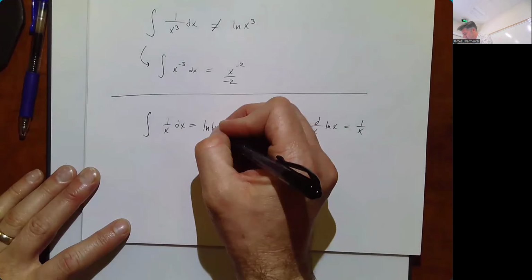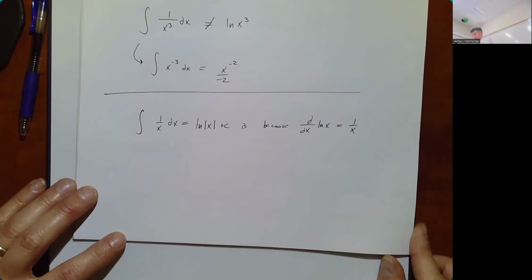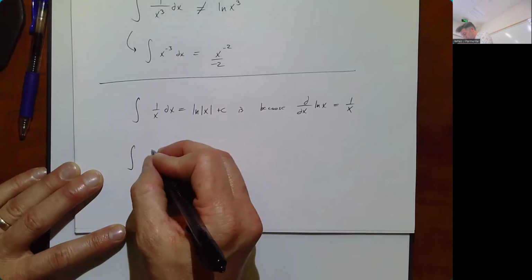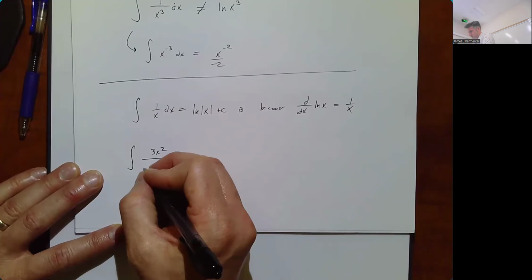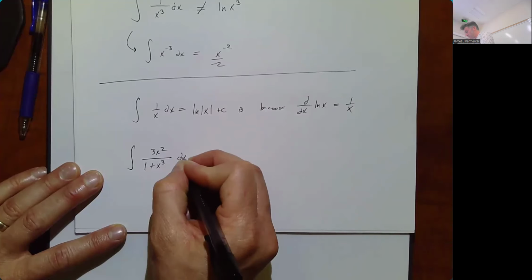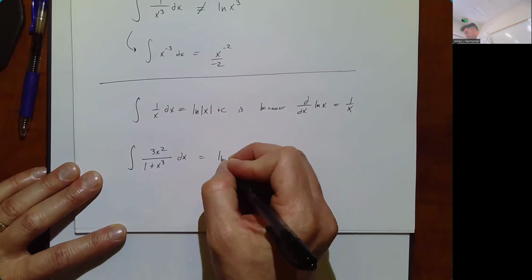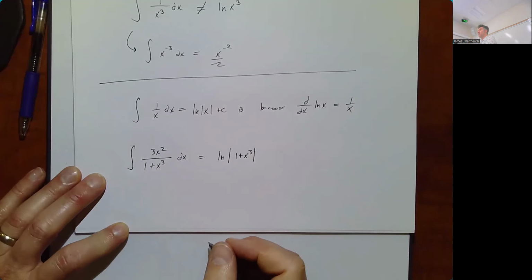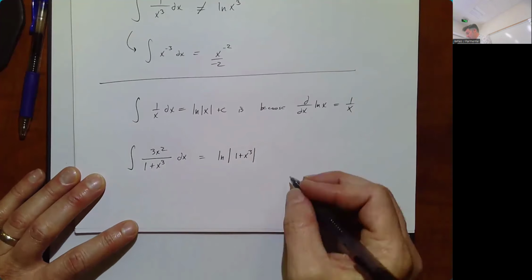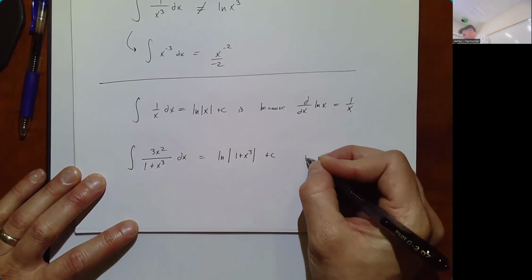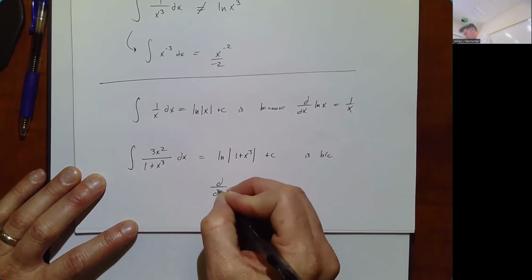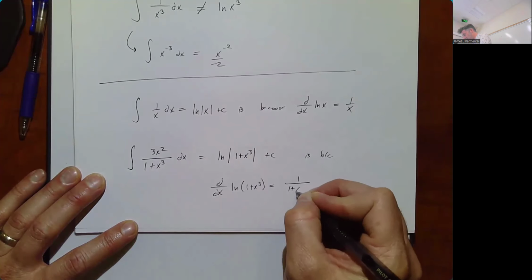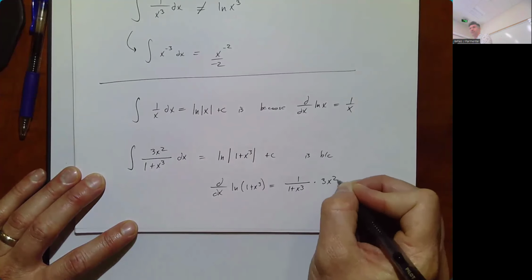And technically we need an absolute value here, plus c. But more generally, the reason that the antiderivative of, say, 3x squared over 1 plus x cubed is equal to the natural log of the absolute value of 1 plus x cubed, plus c, is because I did a u substitution in my head. The derivative of the natural log of this stuff is exactly 1 over the stuff times the derivative of the stuff.